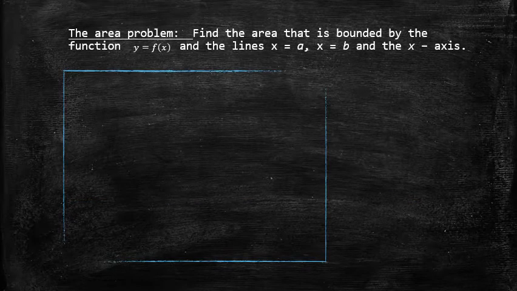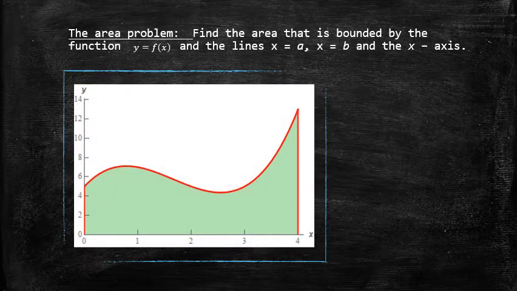So our first goal is to find the area under the curve. So find the area that is bounded by the function y equals f of x and the lines x equals a, x equals b, and the x-axis. For example, we'd want to find this green shaded region, the area under the function y equals f of x, bounded by the vertical lines x equals 0, x equals 4, and also the x-axis.